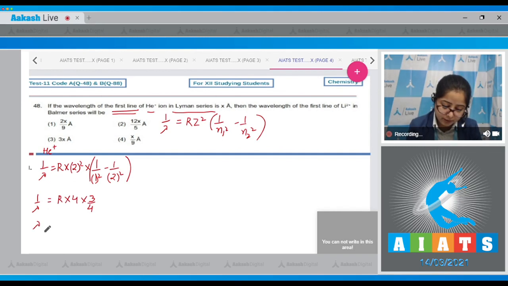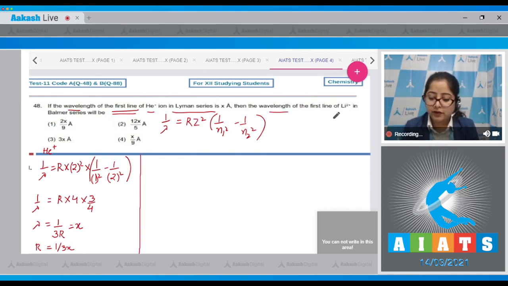That means λ = 1/3R, and it is already given that the wavelength is x angstrom. So this is x, and we can calculate the value of R, the Rydberg constant, which equals 1/3x. Now, students, we have to calculate the wavelength of the first line of Li2+ ion in the Balmer series. So let's calculate this.